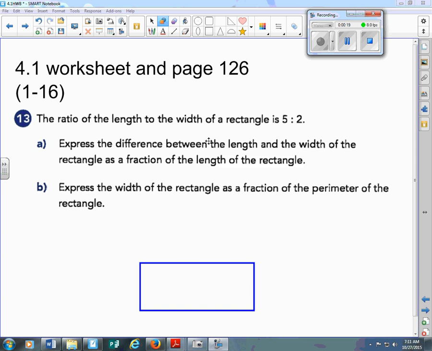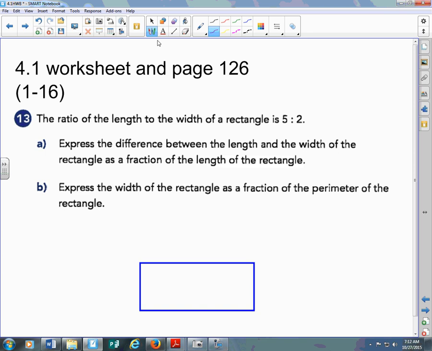Let's read that again. Express the difference between the length and the width of the rectangle as a fraction of the length of the rectangle. That's a mouthful. So we'll start right off and I already drew the rectangle, but we know that the length to width ratio is 5 to 2. You have to draw these pictures out, people. This helps so much. Now you've got a picture that you can work off of.